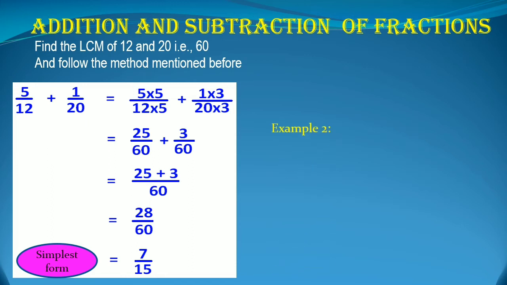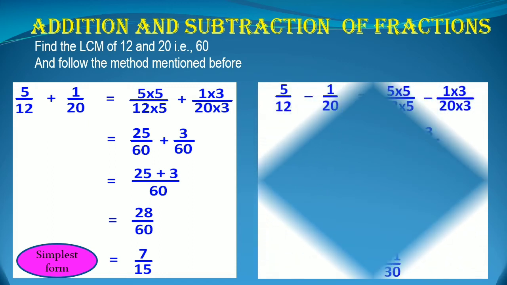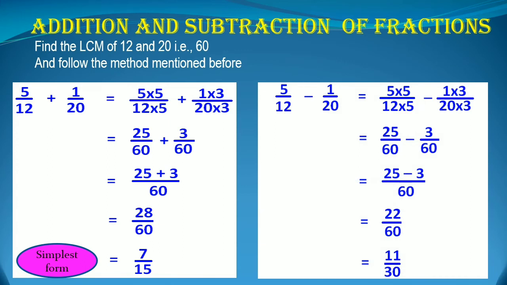Similarly, here is the other example. In this example, we will subtract the same fractions, 5 by 12 minus 1 by 20, and the method you will follow will be the same. Here numerators will be subtracted and the denominator will be the same, and in the end we get 22 upon 60 and the simplest form will be 11 upon 30.